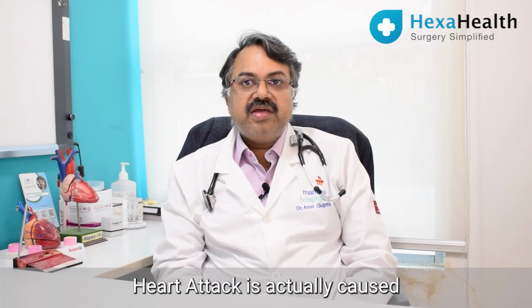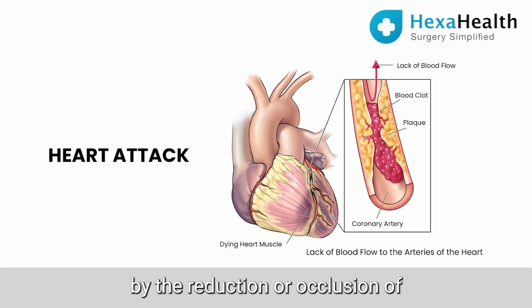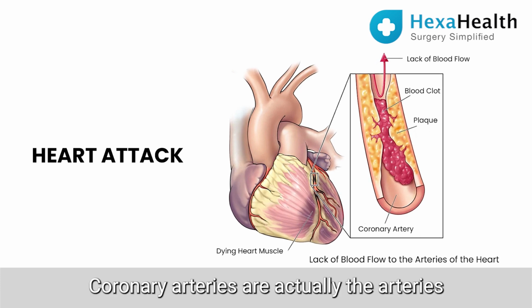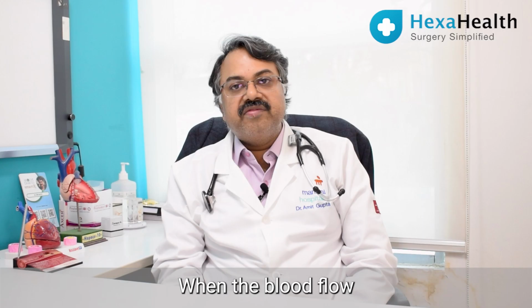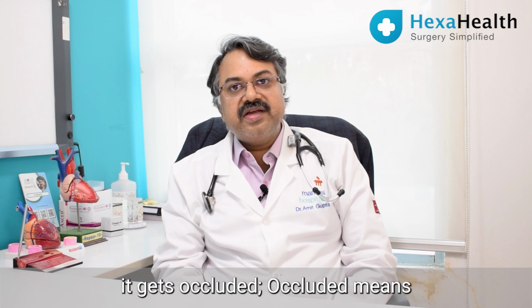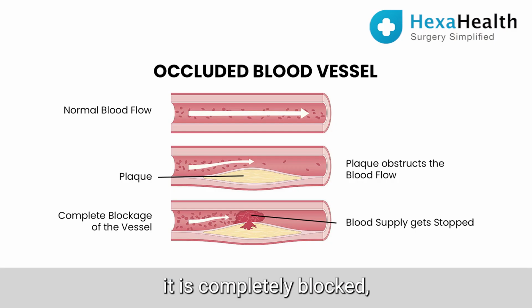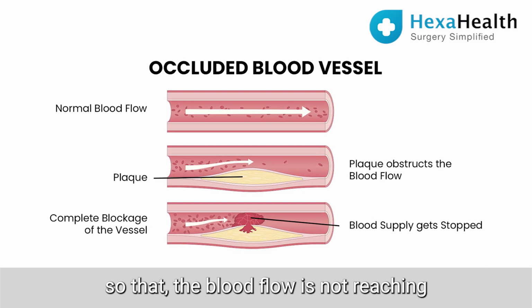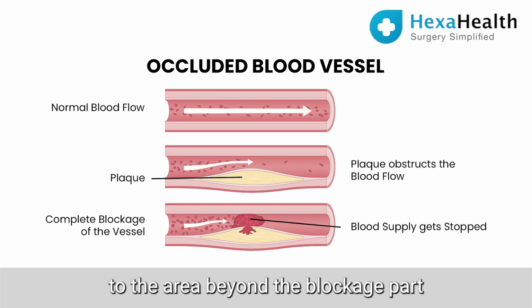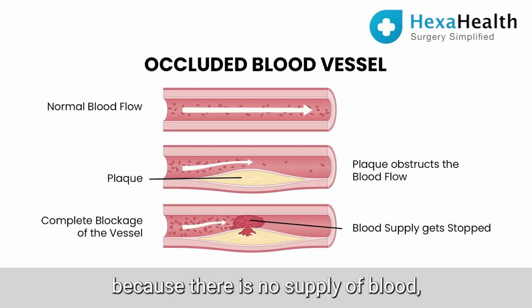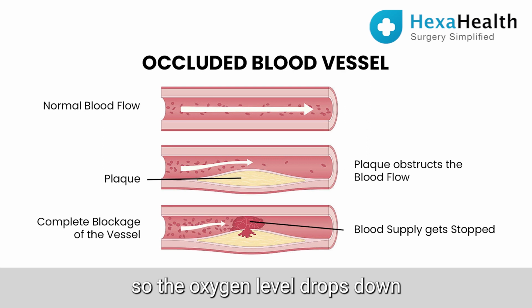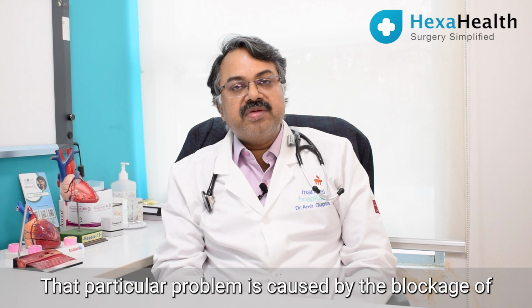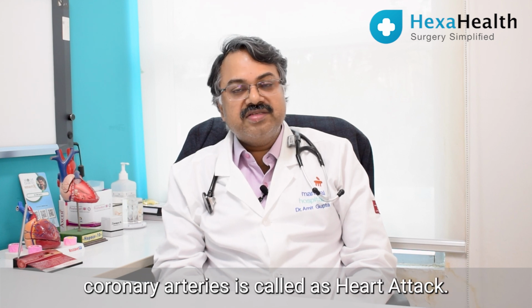Heart attack is actually caused by the reduction or occlusion of the blood flow in coronary arteries. Coronary arteries are the arteries which supply the heart. When the blood flow in the coronary arteries gets occluded, meaning it is completely blocked, the blood flow does not reach the area beyond the blockage. Because there is no supply of blood, the oxygen level drops and the area starts to get damaged. That problem, caused by the blockage of coronary arteries, is called a heart attack.